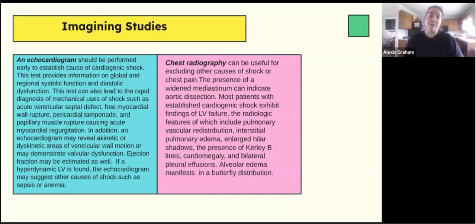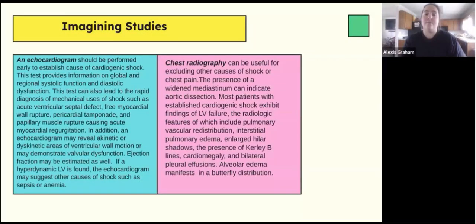In addition, echocardiogram can reveal akinetic or dyskinetic areas of ventricular wall motion, or maybe demonstrate valvular dysfunction. Ejection fraction may be estimated as well. If a hyperdynamic left ventricle is found, the echocardiogram may suggest causes of shock such as sepsis or anemia.